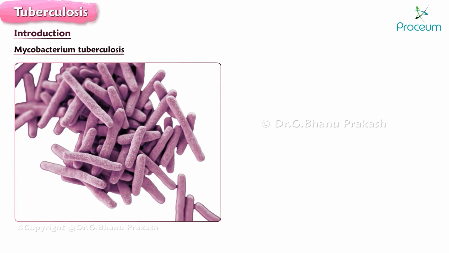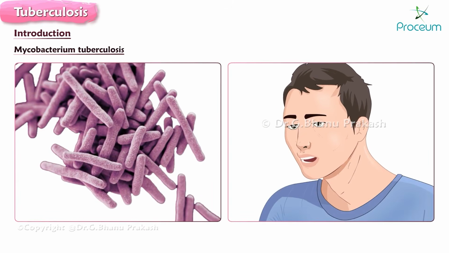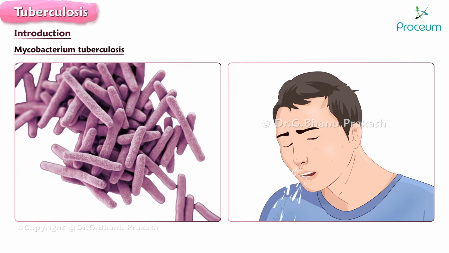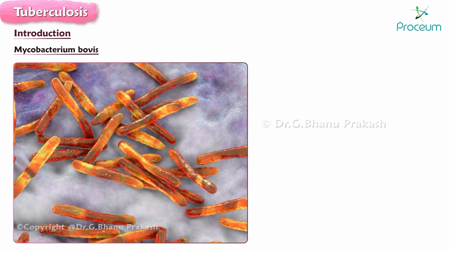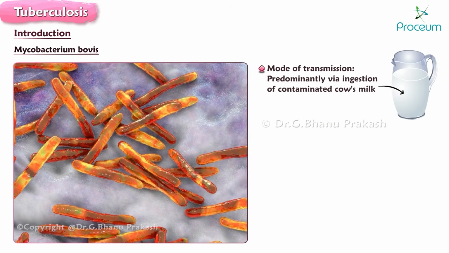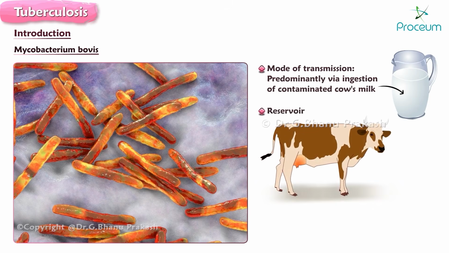Mycobacterium tuberculosis. Spread of infection is via aerosol droplet nuclei. Reservoir is predominantly humans. Mycobacterium bovis. Mode of transmission is predominantly via ingestion of contaminated cow's milk. Reservoir is predominantly cattle. It causes gastrointestinal tuberculosis in humans.